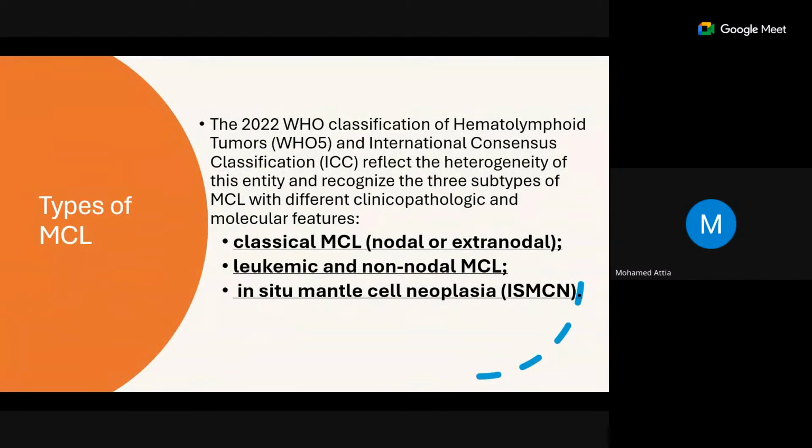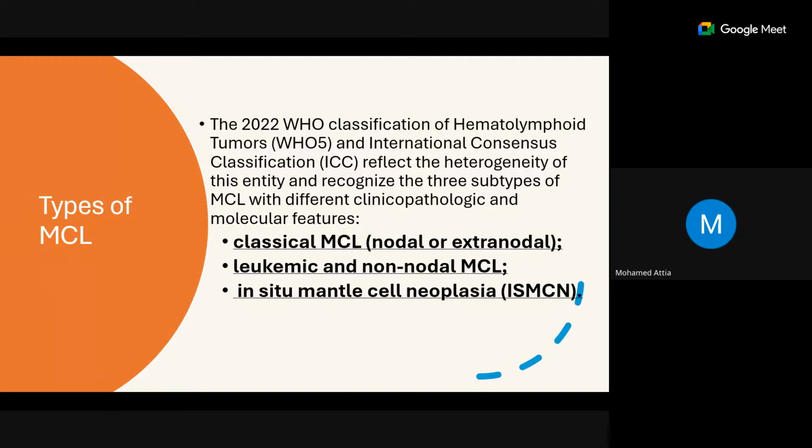What are the types of MCL? We have the classical MCL, which may be nodal or extranodal, that comes in the lymph nodes or comes outside the nodes. Number two is the leukemic and non-nodal MCL. And here it may look like CLL. Remember, it is a cousin of CLL. I told you in the beginning of the lecture, this is the cousin of CLL. Just like CLL, it has a leukemic phase, and this leukemic phase is non-nodal, doesn't come in the nodes and comes only in the peripheral blood, infiltrating the peripheral blood.